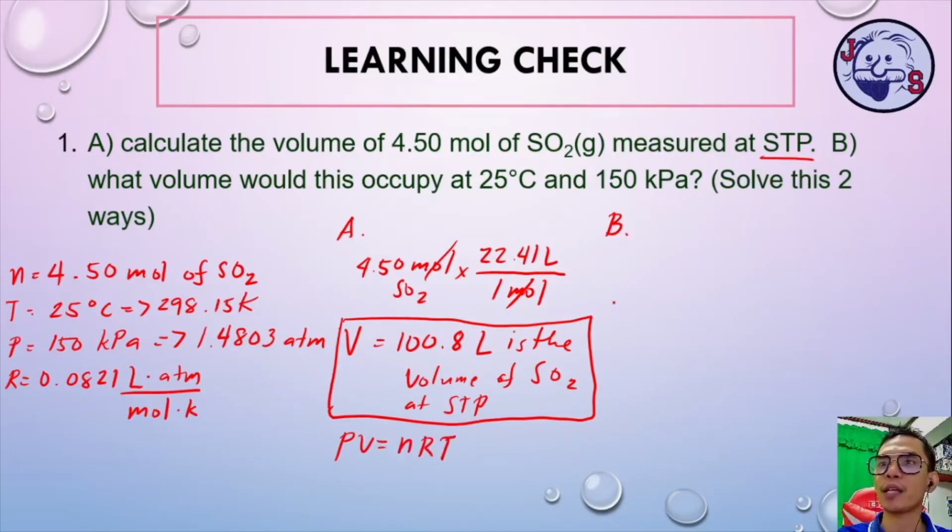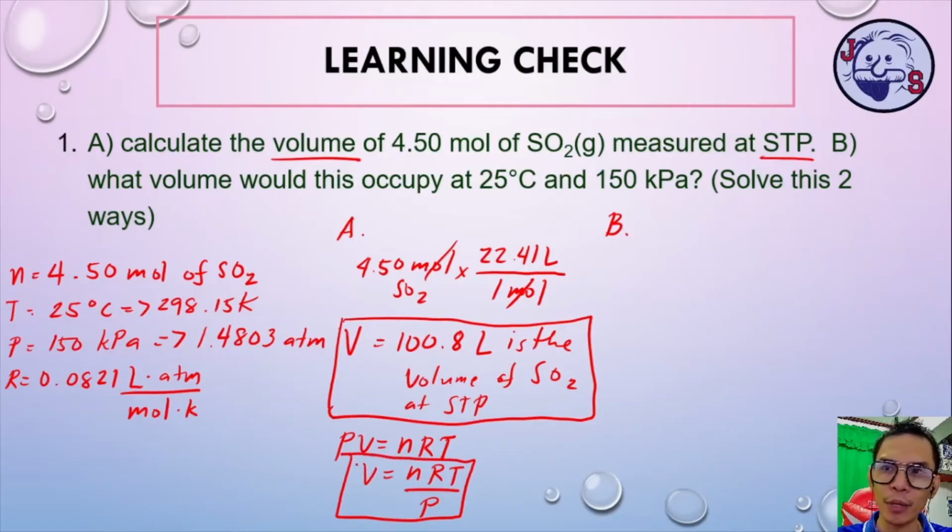So let's try to find out. Since volume is the one that is missing, this is very simple. Volume is equal to nRT over P. So this is our formula over here, and we can now compute for the volume. Let's plug in that information.